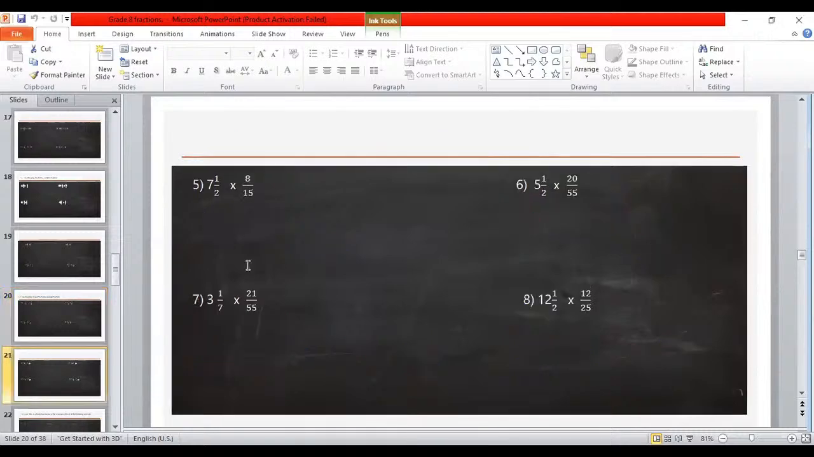Next question. We can write 2 times 7, 14 and 1, 15 over 2, 8 over 15. Cancel out. How many 2's? 4, 8, 4. 2 times 5, 10 and 1, 11 over 2 multiplied by 20 over 55. Here 10. Here how many 11s? 1, how many 11s? 5. 10 divided by 5.